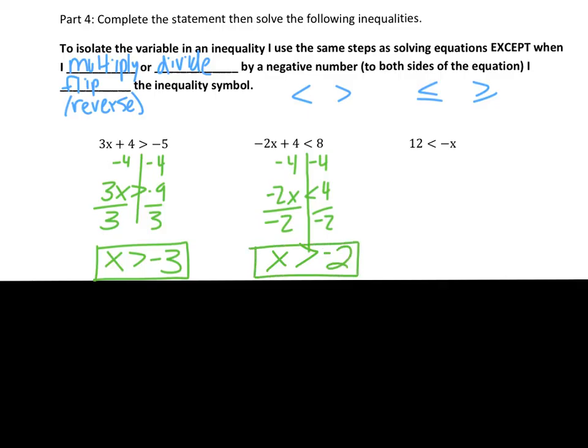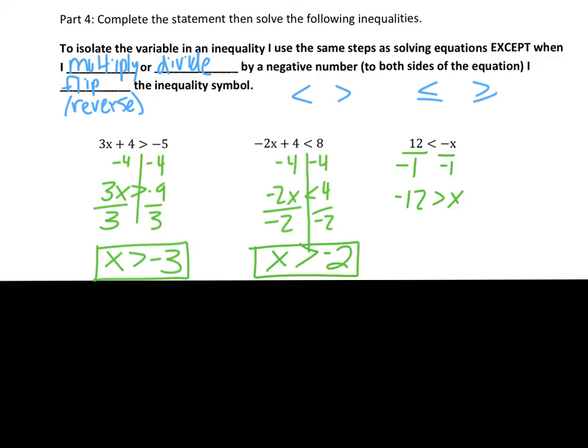If I had graphed x is less than negative 2, I'd be including a whole separate set of numbers as my solution. My last example here says 12 is less than negative x. Well, since I have a negative coefficient of x, that's really like a negative 1. So if I want to move this negative to the other side, I think of it like I'm dividing by negative 1 on both sides. So I have negative 12 is greater than, I flip the symbol, x.